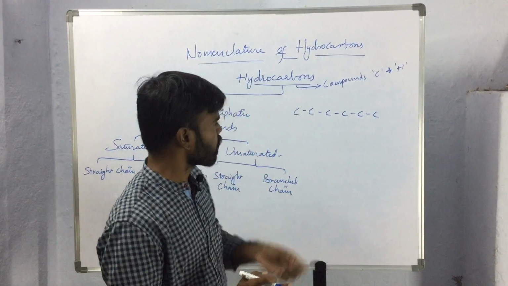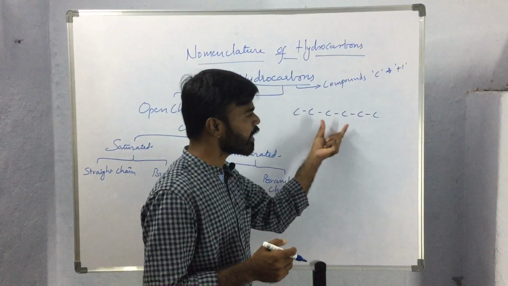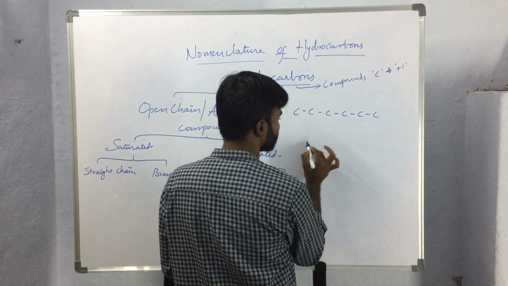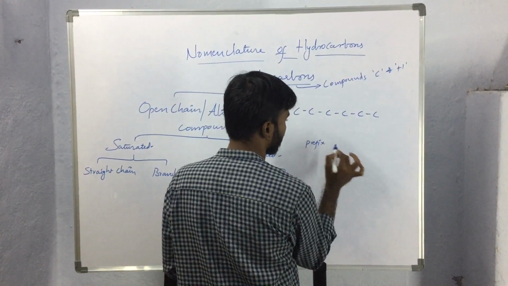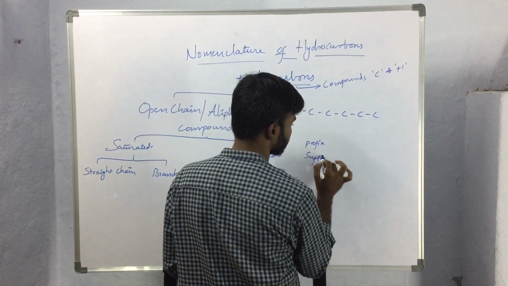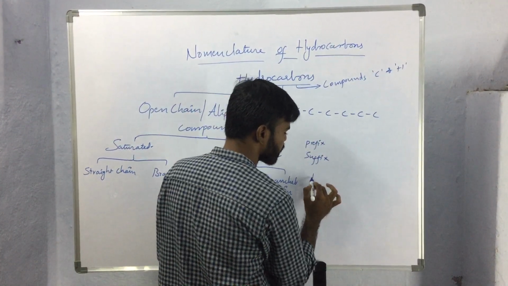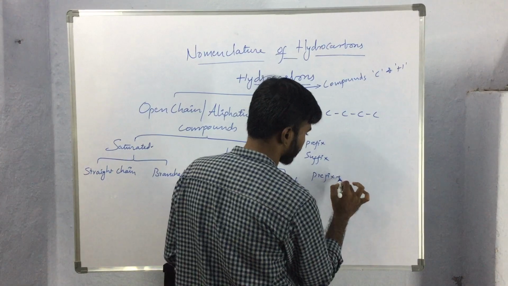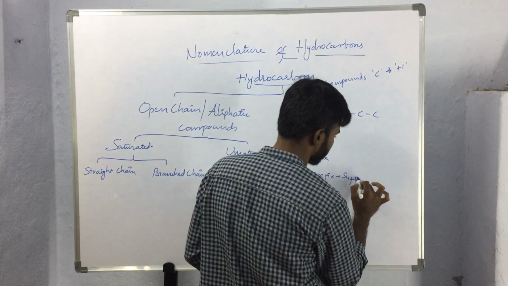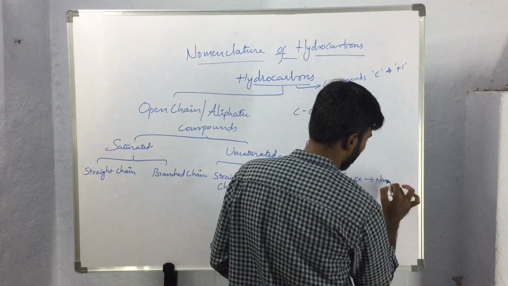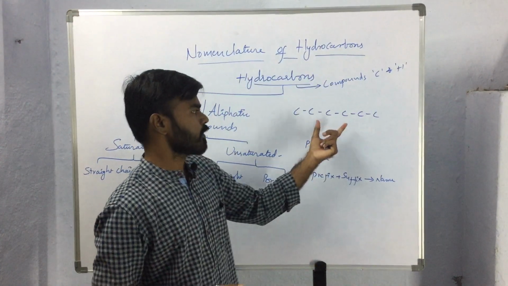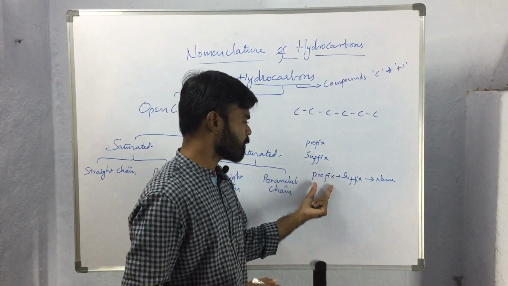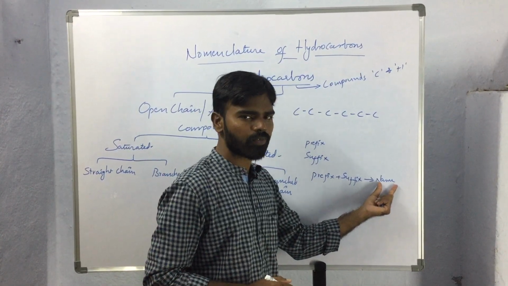In the previous videos, we have discussed that while naming a hydrocarbon, we will be identifying the prefix and suffix. By adding these prefix and suffix, we will be getting the name of the compound. So for the given compound, we have to see what is the prefix and what is the suffix, and by adding the prefix and suffix, we will be getting the name of the compound.